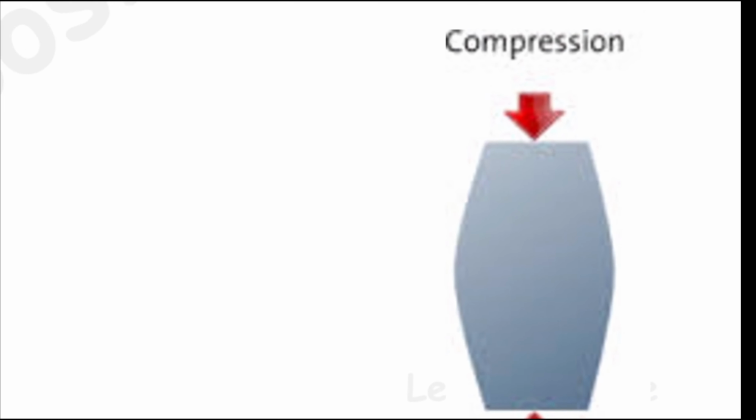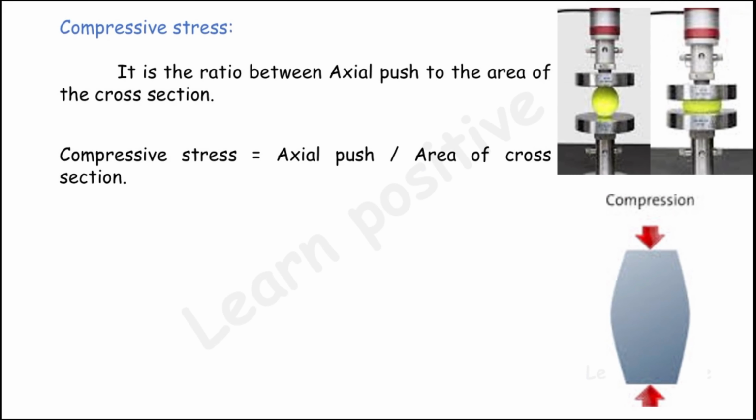Look at this diagram. Due to the compressive stress, the round rod becomes smaller in height and bigger in cross-sectional area. So this is said to be the compressive stress. The ratio of axial push to the cross-sectional area is said to be the compressive stress. Wherever there is stress, there will be strain.